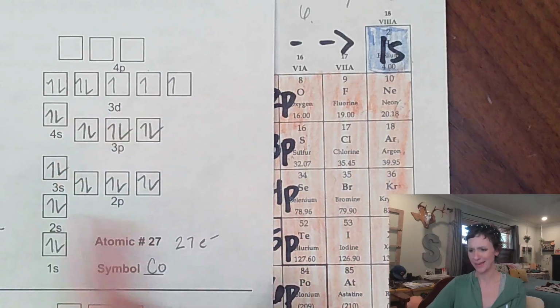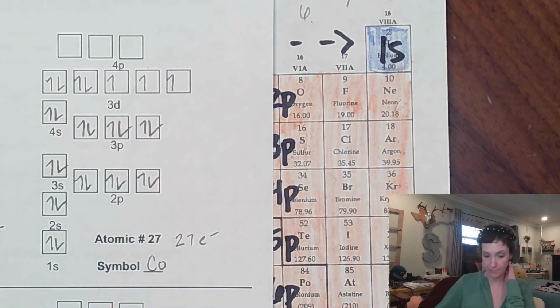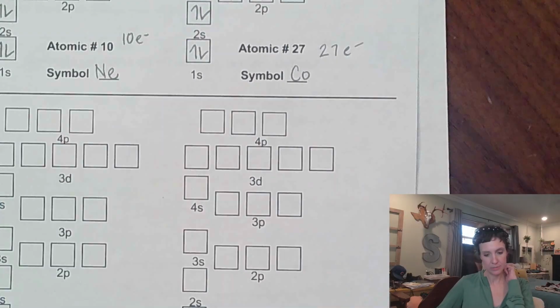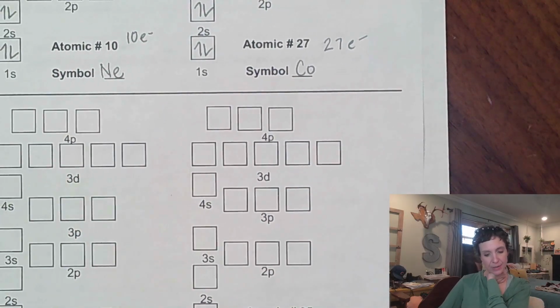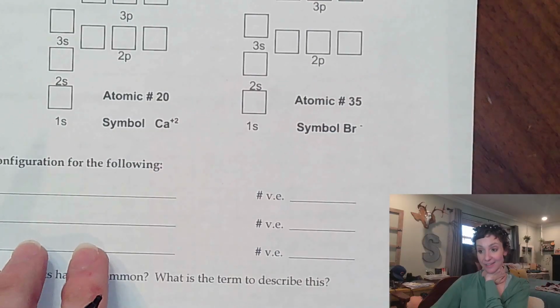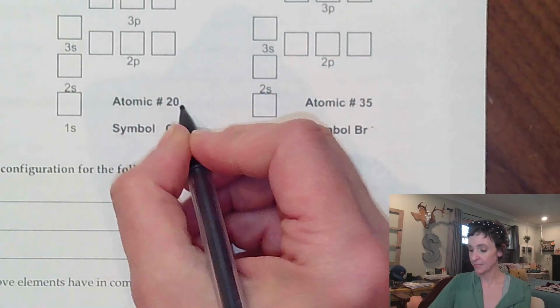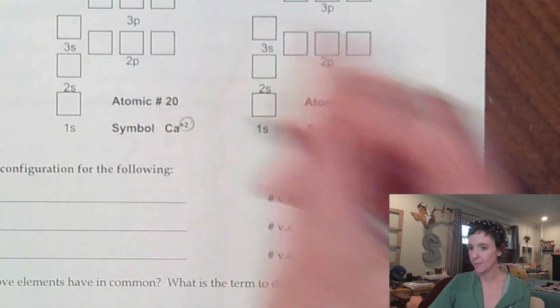Cool. And you can always go back and count the arrows and make sure you're getting the 27 that we wanted. I'm going to do the calcium ion down here. So atomic number 20, that's calcium, but we've got a positive 2 charge.